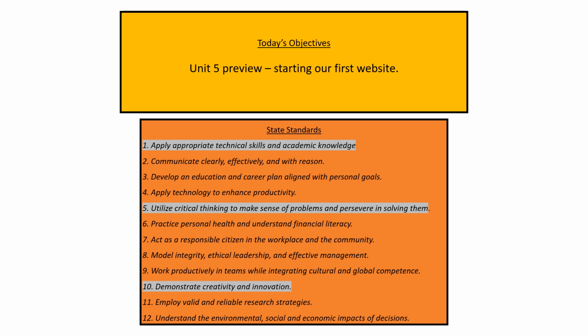All right, so for objectives, actually we're going to be doing Unit 6 today. I'm going to do a Unit 6 preview so you know where we're going. We're going to be working on our content to start our first website. Our goal here with our state standards is to demonstrate creativity and use our innovation and also use our critical thinking to make sense of some problems and design our website.